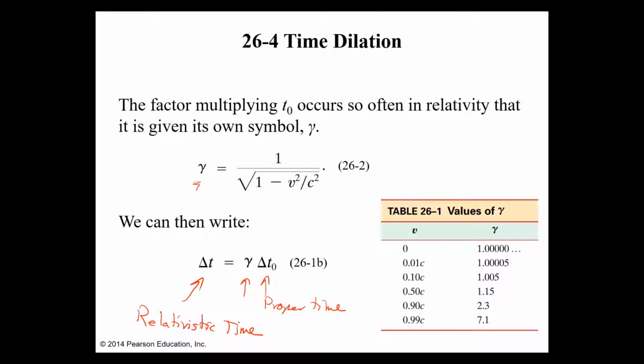And notice the velocity is given as fractions of the speed of light. Here we have 1/100th the speed of light, 1/10th the speed of light, 1/2 the speed of light, 90% of the speed of light, and 99% of the speed of light. And you can see the different gamma values.